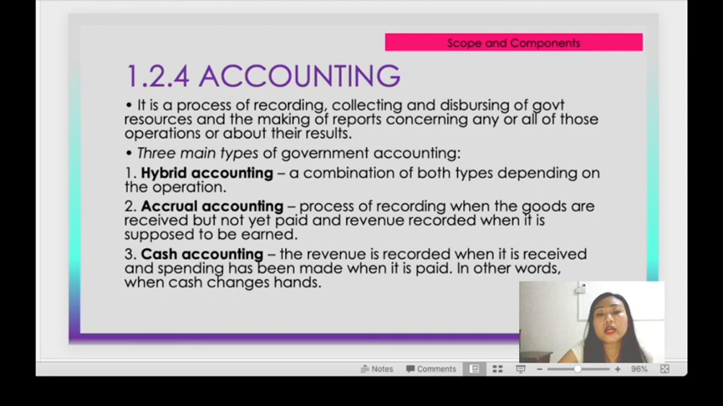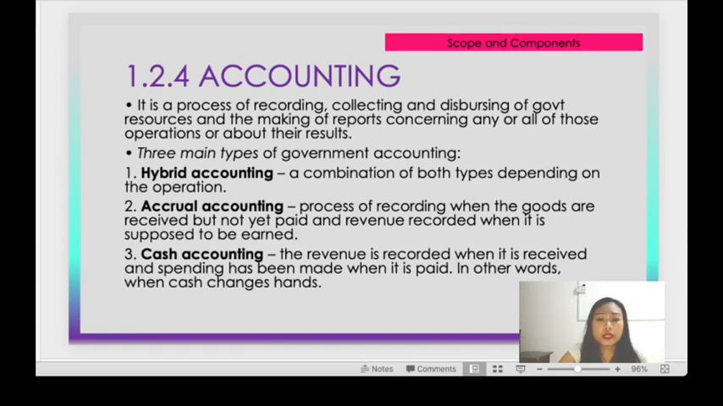Next one is accounting. So what is accounting in PFA? Accounting is a process of recording, collecting, and disbursing of government resources, and the making of reports concerning any or all of those operations or about their results. So there are three main types of government accounting. The first one is hybrid accounting, a combination of both types depending on the operation. You can see obviously hybrid means combination.